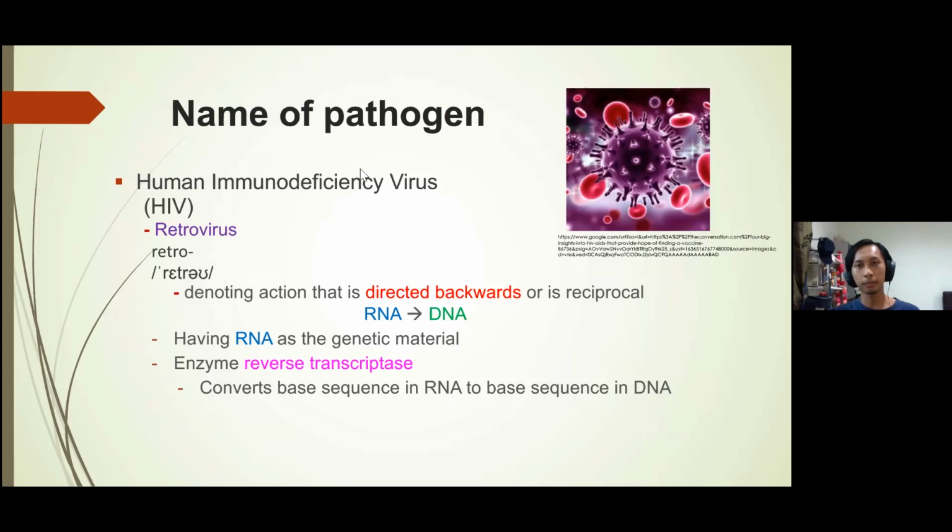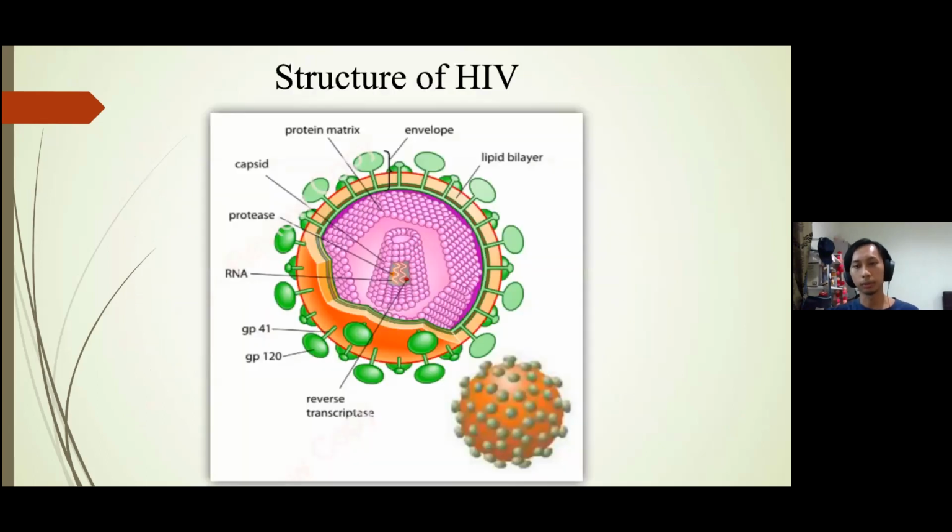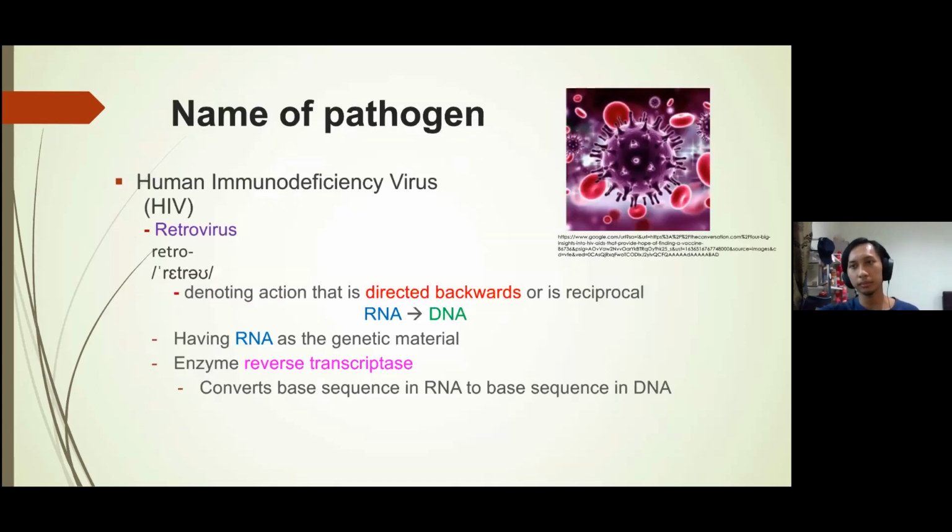The pathogen that causes HIV is the human immunodeficiency virus. It is described as a retrovirus. Retro linguistically means denoting action that is directed backwards or is reciprocal.